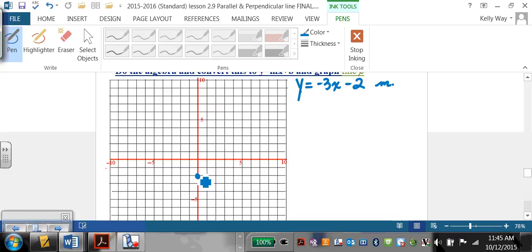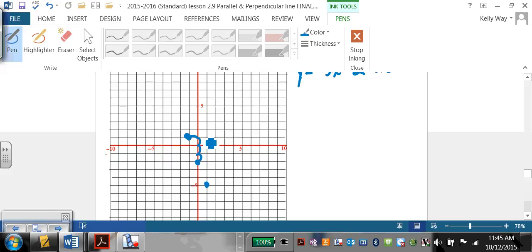Here's negative 2. Is it negative? Okay. Drop down 3 over 1. It's a negative line. Up 3. 1, 2, 3 over 1. Negative 1. Did you graph this already? You guys got it? Okay, so that's line M.